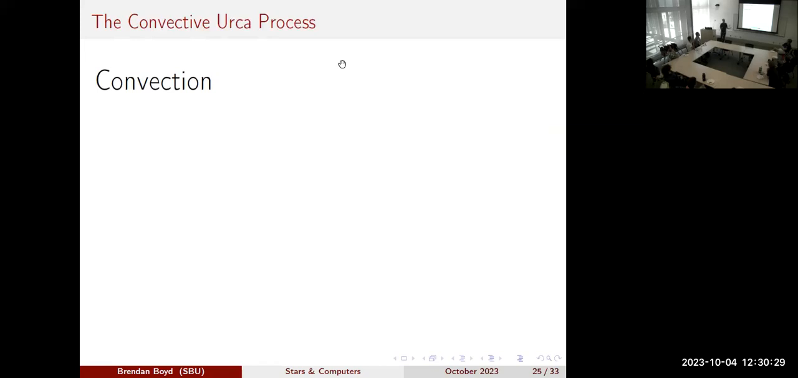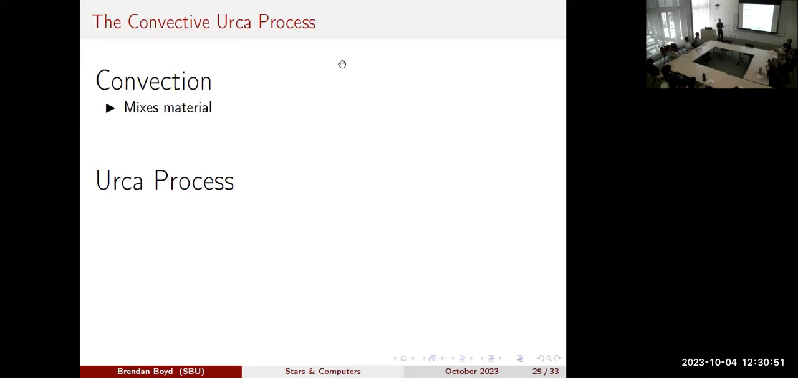So this is kind of where the science part of it all comes into play, where I'm going to be talking about the convective Urca process. So I'll have to introduce it first and then explain why it's important. I promise you it is important. We can split it up into convection and the Urca process.